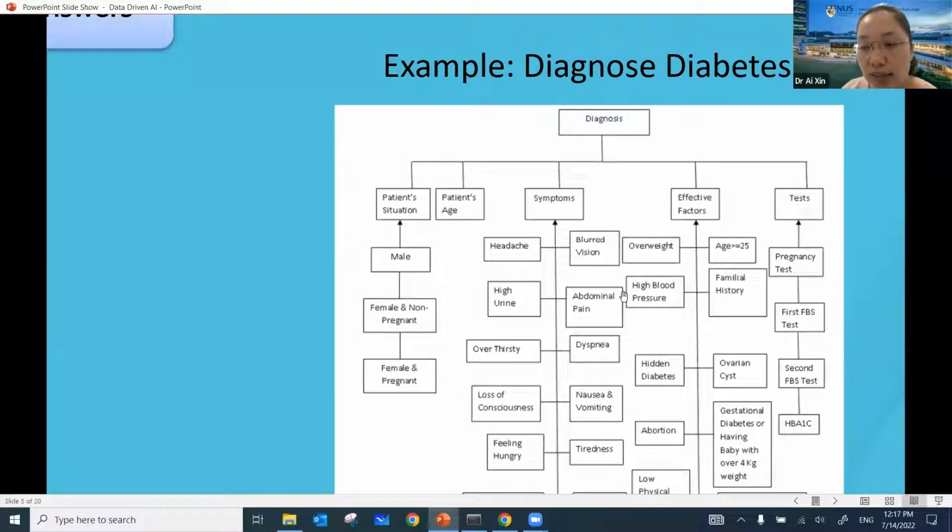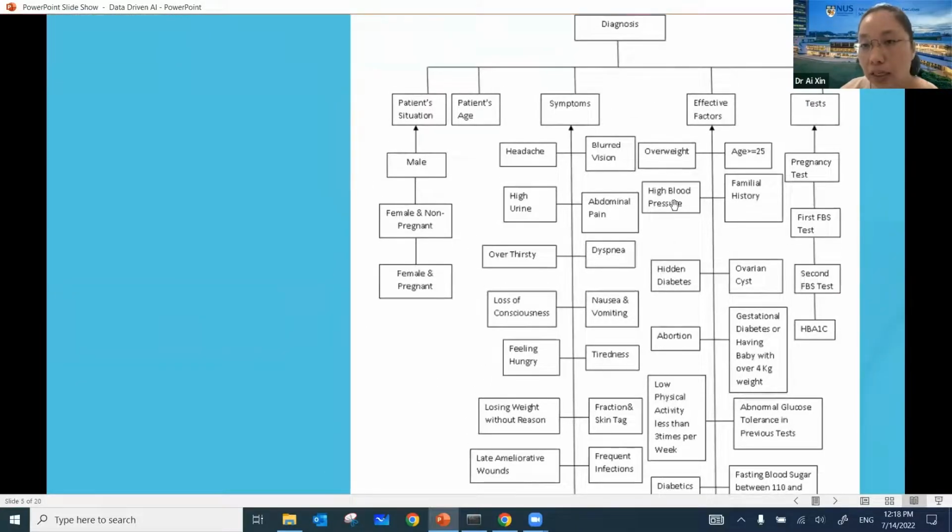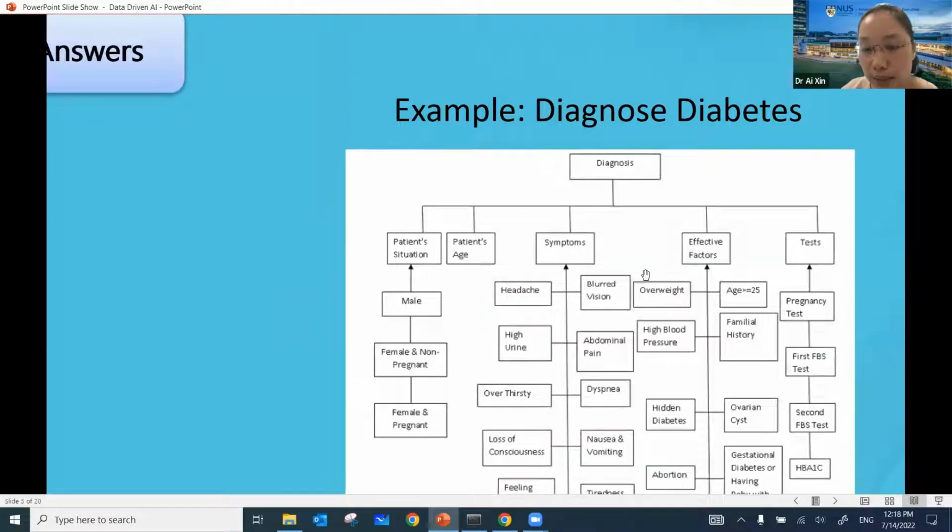You survey some diabetes expert, and they will tell you this is normally how we diagnose whether a patient has diabetes or not. So you record everything logically, step by step, and then you hard code this rule in the computer. Then you can use this expert machine.